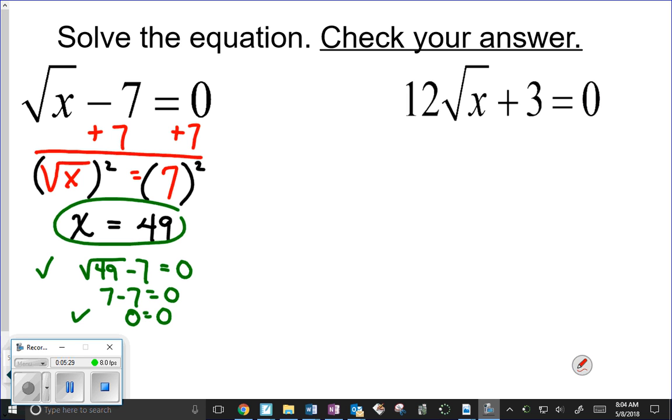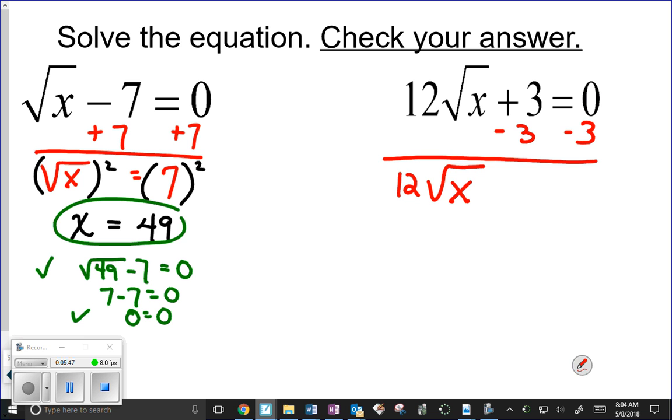So on this one, if you try to divide by 12 first, this is where kids get mixed up. They forget you have to divide 3 by 12. Now you're working with a fraction. Who wants to do that? So let's get rid of the 3 first. Now we can get rid of the 12.